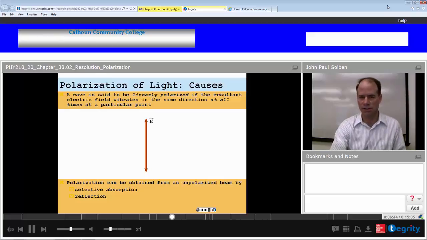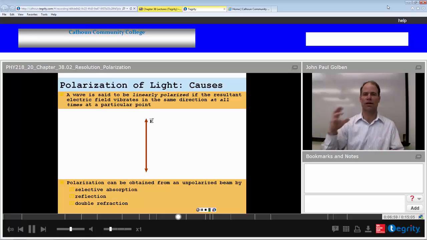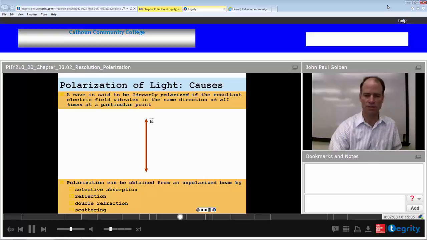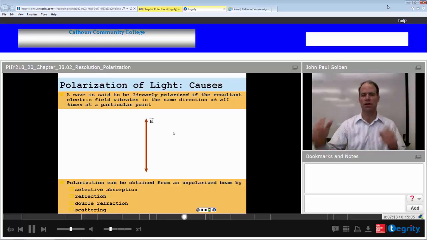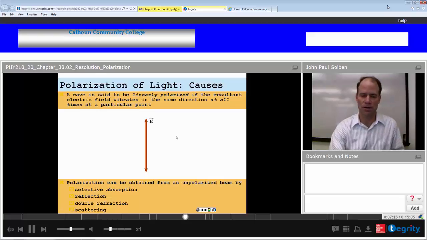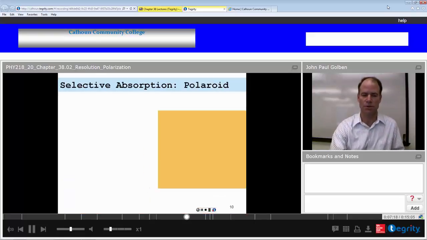Reflection. Upon reflection, the horizontal component is preferably reflected as opposed to the vertical component, giving you polarized light. Double refraction. In particular crystals where you have different lattice structures in different directions, you could get polarized different beams. Scattering. In scattering, the molecules preferentially absorb in one direction as opposed to another, giving you a re-emitted light that is polarized.